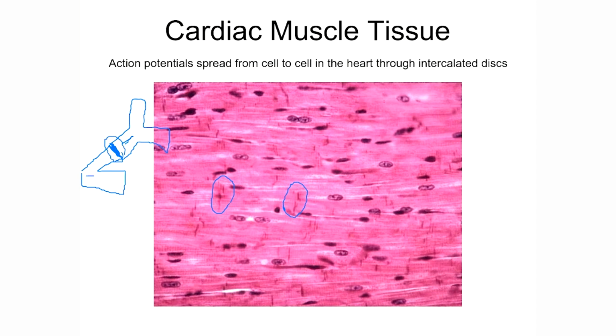So any place that we're seeing these dark staining bars, what we're actually seeing is a junction between two of these non-autorhythmic cells. The intercalated discs are important because when these non-autorhythmic cells receive an action potential from the autorhythmic cells, that action potential travels across the cell, and then this intercalated disc, or this junction between the cells, helps to spread that electrical signal to the adjacent cells. So that's one of the hallmarks of cardiac muscle tissue, and that's why you see these dark staining bars with only cardiac muscle tissue, because they're there to help spread that action potential from one cell to the next.